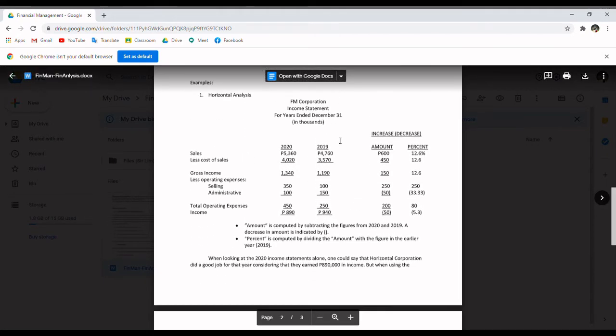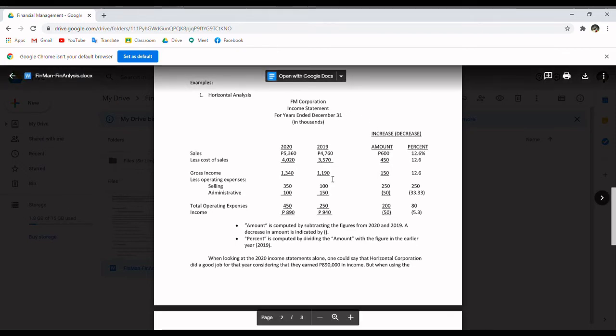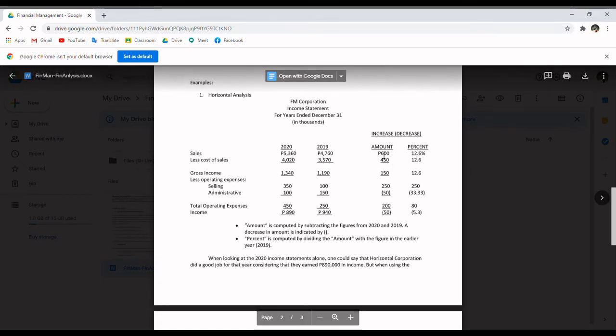First we have the horizontal analysis. As you can see, horizontal analysis involves at least two periods. We have 2020 and 2019. So first, we deduct the figures of 2019 from 2020. From the sales, we have 5,360 less 4,760. The difference is 600, and this is the difference in peso.